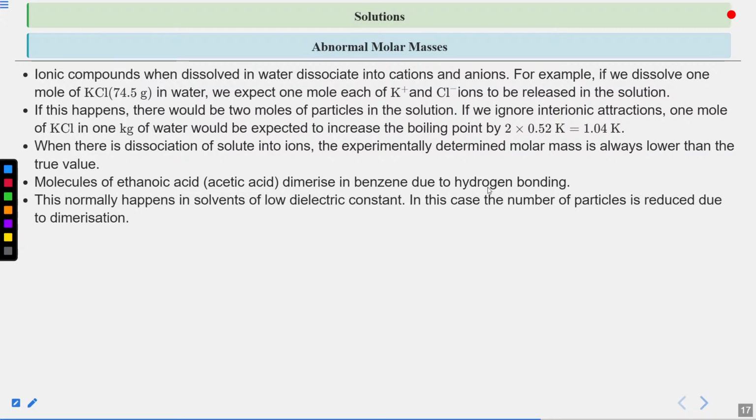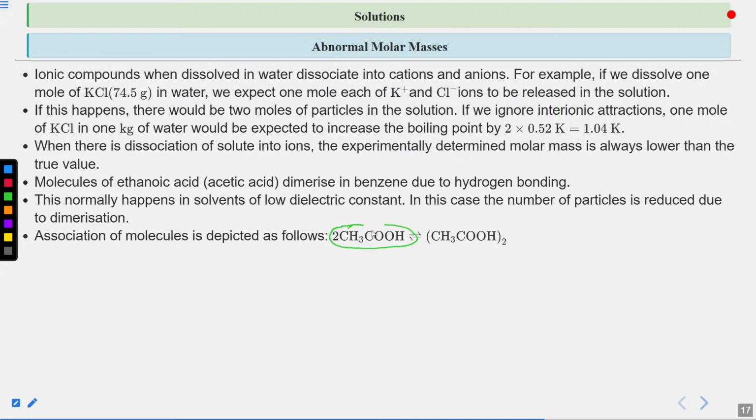Now, this will decrease the number of particles. Of course, if you have dissolved 2 molecules of acetic acid, but in the solution phase, we have only 1 molecule as a whole. And it is happening due to dimerization. So this is the equation that shows it. Dimerize means to associate 2 molecules. If it is trimerization, then it will associate 3 molecules. So 2 molecules will give 1 mole of this (CH3COOH) whole twice.